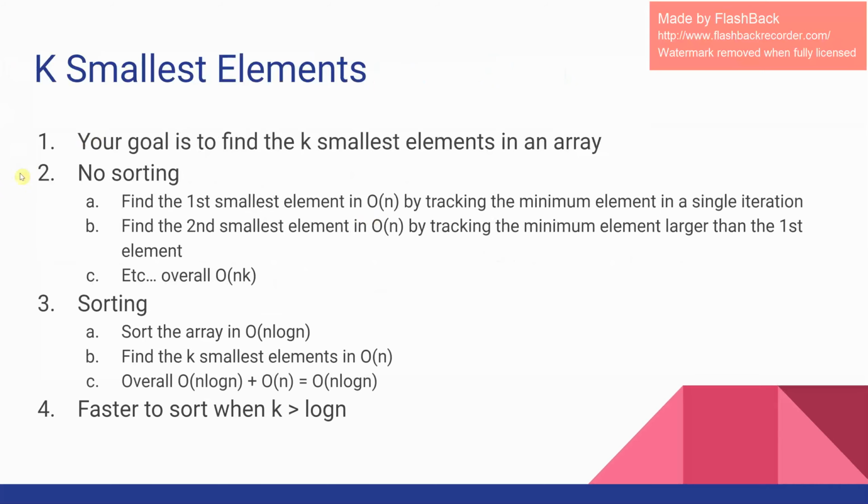One of the ways you do this, if you aren't using sorting, is you find the first smallest element by doing a single pass through the array in O of n time and tracking the minimum element in that iteration. Then, if k was 2 instead of 1, you would have to do an additional pass in O of n to find the second smallest element by, again, tracking the minimum element that is larger than that first smallest element, and so on and so forth for 3, 4, 5, overall resulting in an algorithm runtime of n times k.